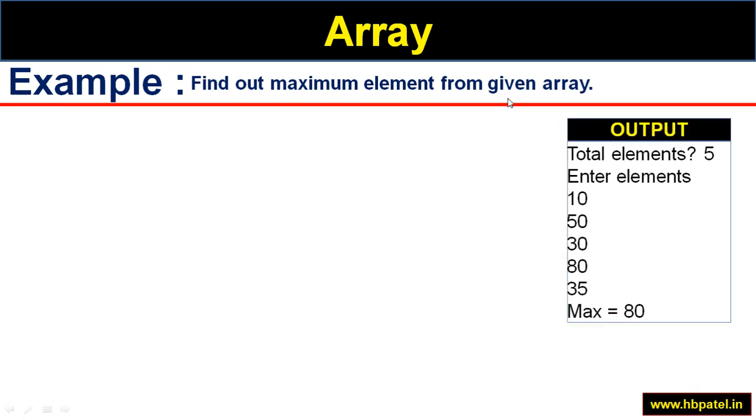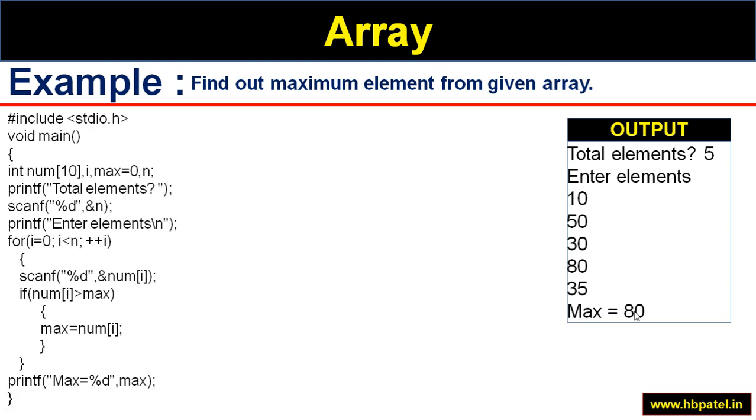So let's say this is something which I want in my output. First it will ask me to enter some numbers, let's say 5. Then it will ask me to enter all those 5 numbers, let's say 10, 50, 30, 80, 35. These are the 5 numbers that I have entered, and then it should give me the highest value. So it should print max equal to 80.